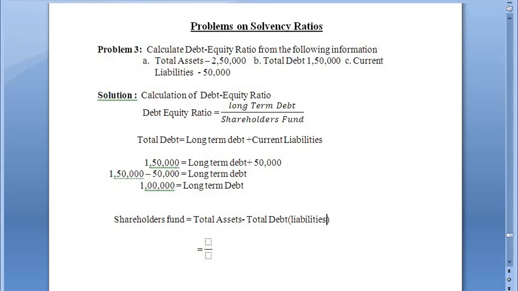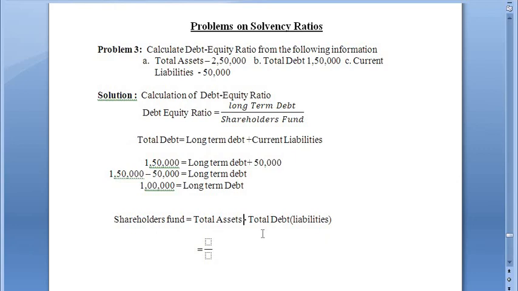Now you may ask how you can find the amount of shareholders fund this way, with the help of total assets and total liabilities. We all know the equation of the balance sheet: assets is equal to liabilities. Here we don't know the amount of shareholders fund, and the equation of the liability side is total liabilities equal to shareholders fund plus long-term or external debt.